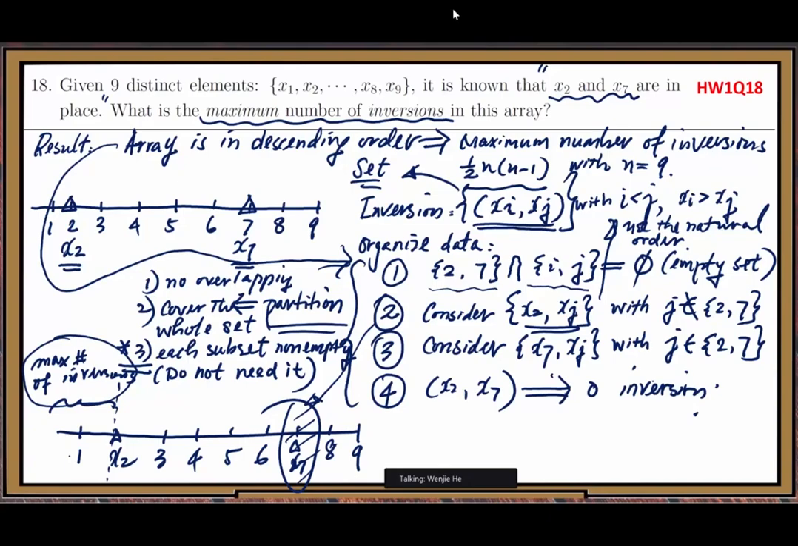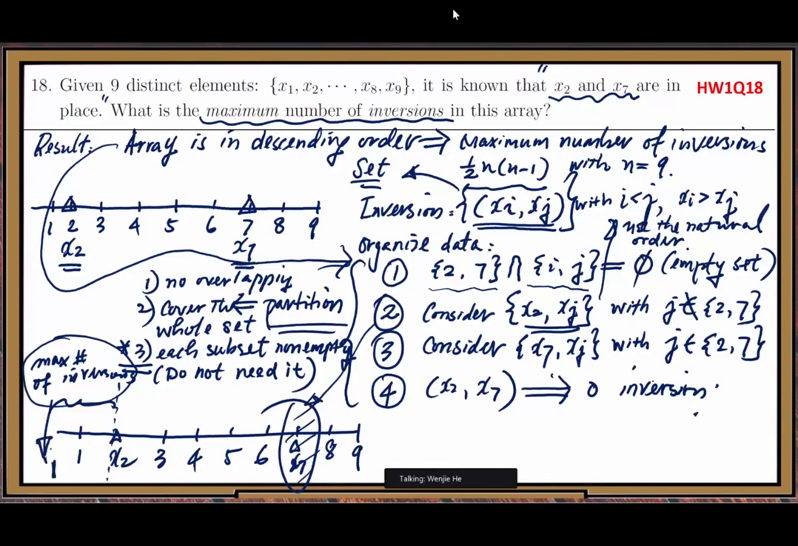Because you do not have more than one inversion. The maximum number, so you only have 0 or 1. Yeah, because you may not have inversion, or you have one inversion. So the maximum number for the part before this x2, that's 1.